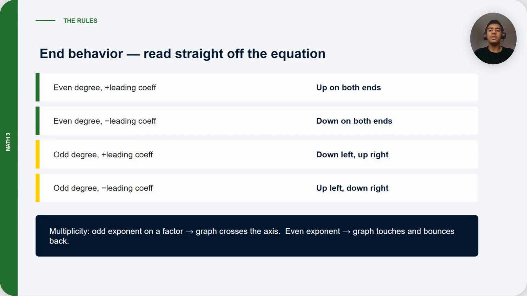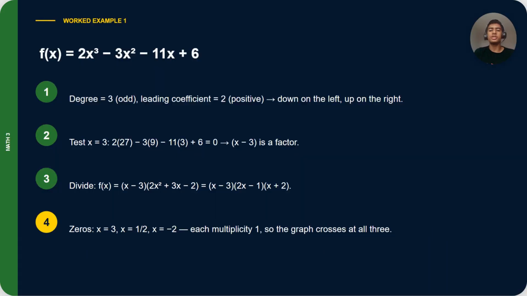And separately, multiplicity. If a factor's exponent is odd, the graph actually crosses the x-axis there. If it's even, the graph touches it and bounces back without crossing. That distinction shows up constantly on tests.